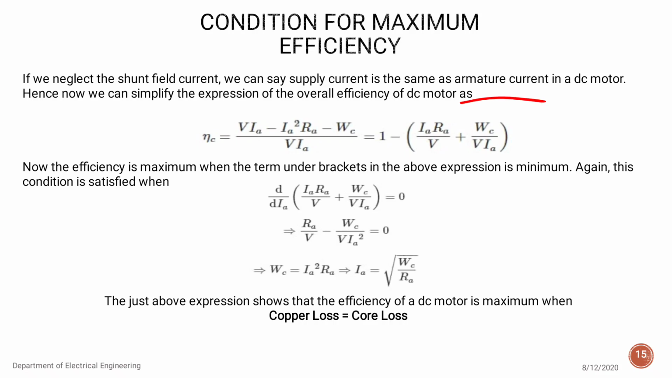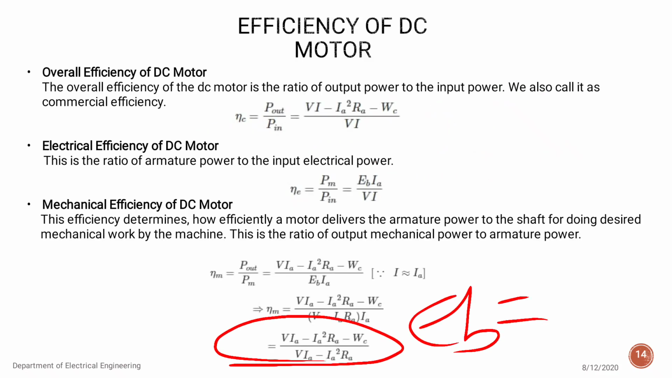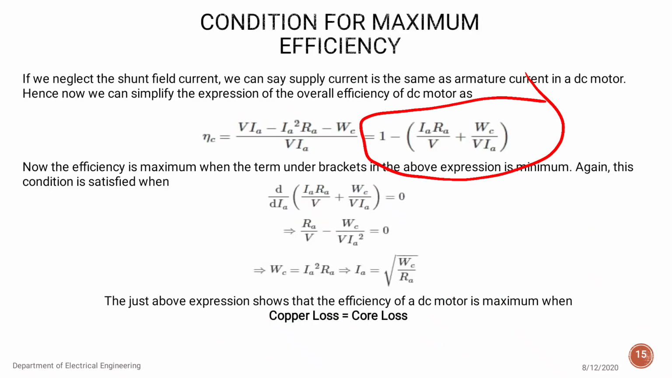Okay, so this will be the value of a simplification of the equation. What we have done is only replace the value of the back EMF in the equation V minus IARA. We replaced the value of V minus IARA, and then we multiplied the IA outside the bracket. Then we neglected the IA square RA term. Why did we neglect it?